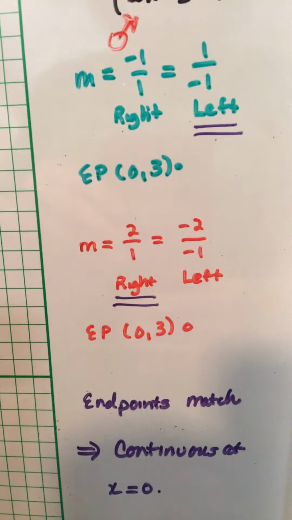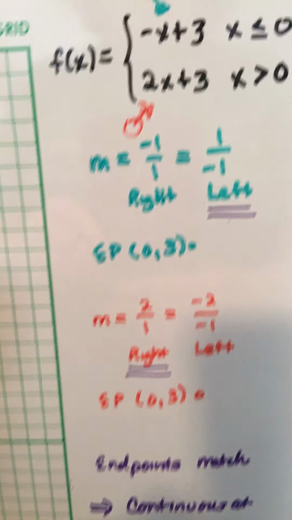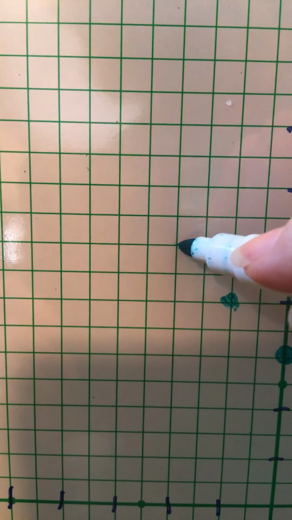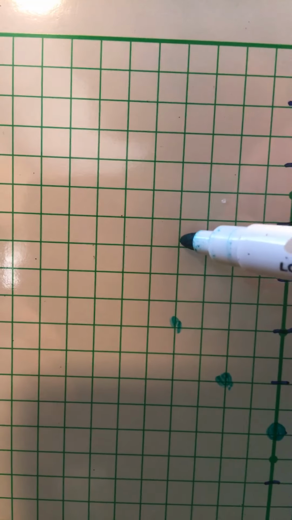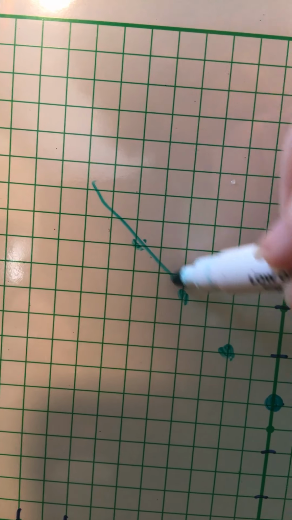And I'm going to choose the right one. I see the endpoints match, so it's continuous. But let's start here. What do I want to do? Up 1, left 1. So I come over here, and I'm going to go up 1, left 1, up 1, left 1, up 1, left 1. Do as many as you want.